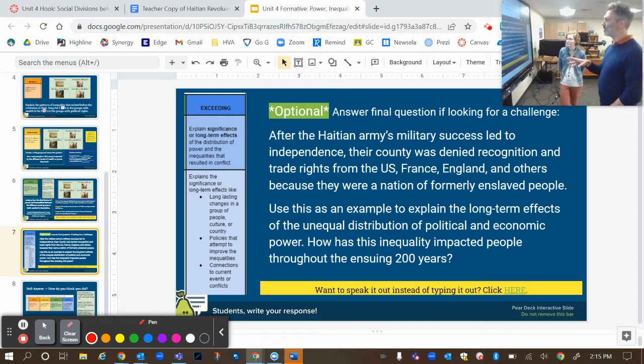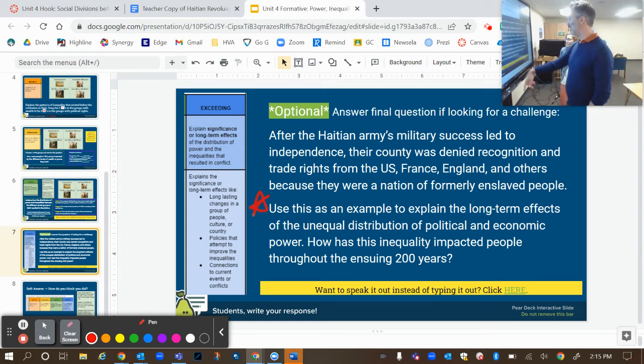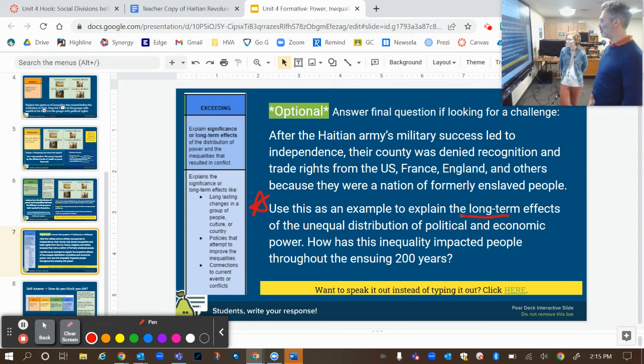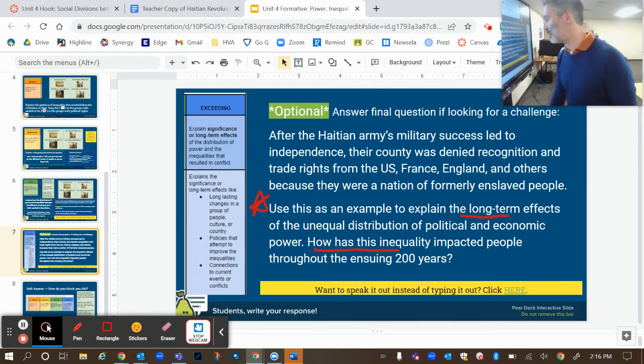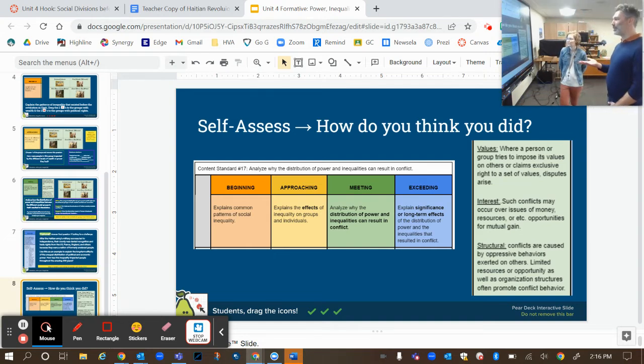But if you want to take a chance at this one, what you're doing is answering the question. After the Haitian army's military success led to independence, their country was denied recognition and trade rights from the US, France, England, and others because they were a nation of formerly enslaved people. So use that big picture situation as an example to explain the long term effects of the unequal distribution of political and economic power. So, how has this inequality impacted people throughout the ensuing 200 years? Super cool question. Also, kind of challenging. You need some background information, but if you want to give it a try, we'd love to see your work.